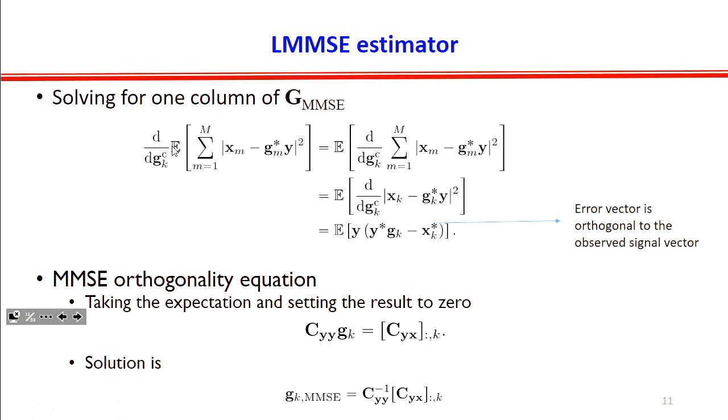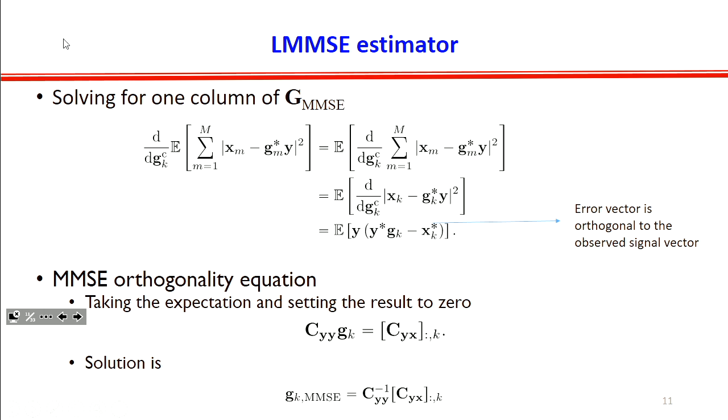And take the partial derivative of this error quantity with respect to every g and equate it to 0. Or whenever you see this problem, you can straight away use the orthogonality condition where the error is orthogonal to the observation. Y is the received signal and the error is going to be orthogonal to it. So that is the condition that you can straight away use. So you don't have to show the in-between results.